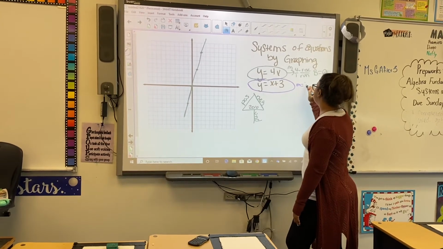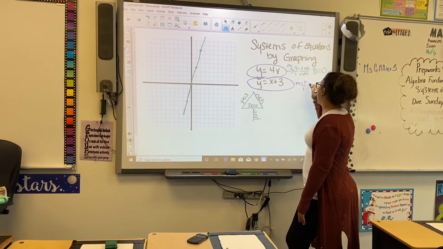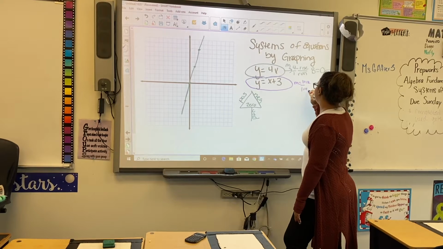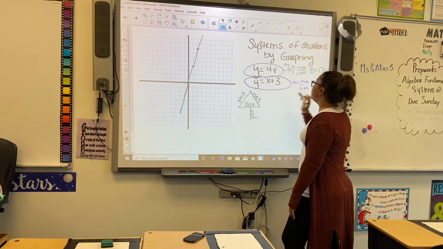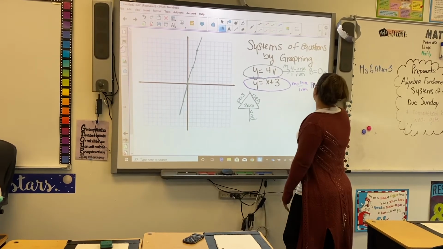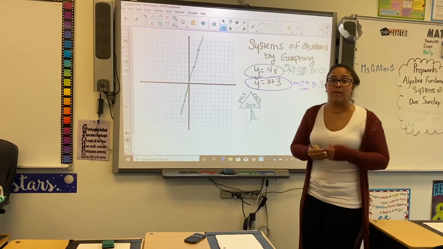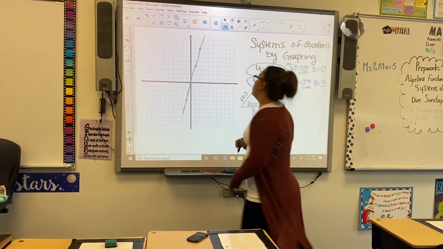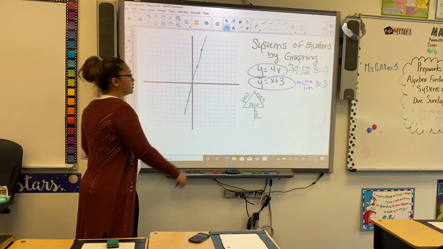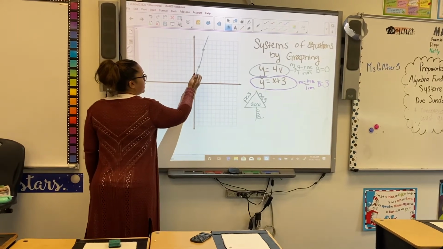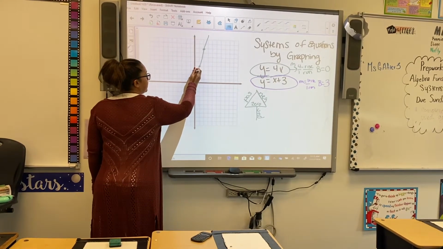So our slope is 1 over 1. Again, rise over run. And our y-intercept is 3. Again, y-intercept, b, is our starting point. So since it's positive 3, we're going to start at the origin and count up 1, 2, 3. We're going to mark it.